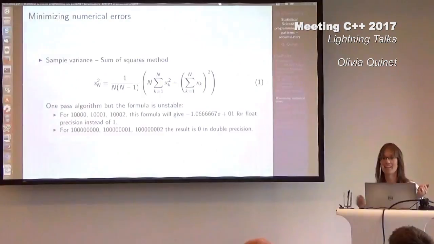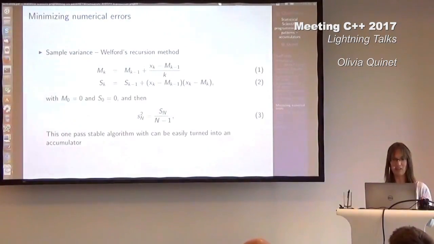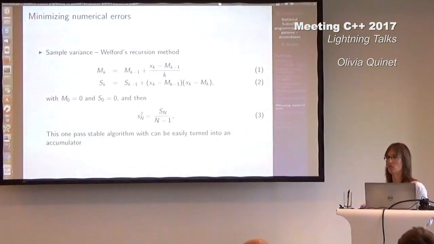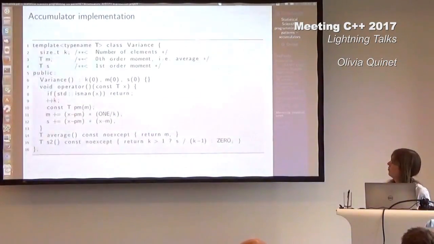So completely wrong. So luckily, there is another formula which has been developed for the sample variance by Welford. You have this. So you have 2 numbers to compute, which uses a bit more memory. But then the formula is very stable, and you can put it in an accumulator. So that's simply the accumulator for the variance.